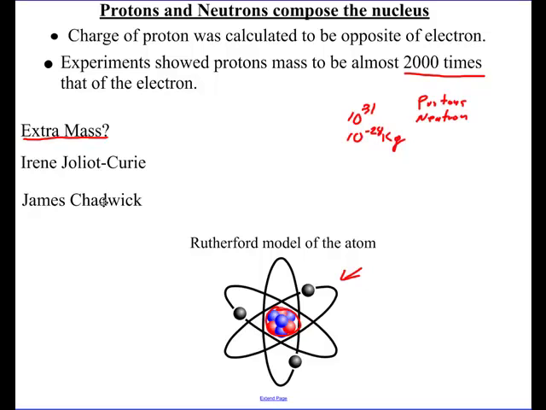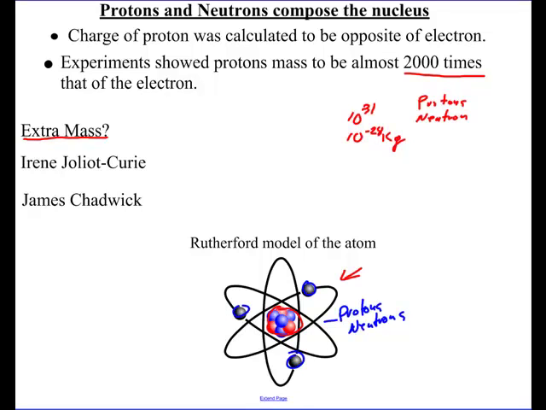Protons and neutrons. So our model for right now is this nucleus right here with protons and neutrons. Okay, and then around the nucleus we have our electrons.